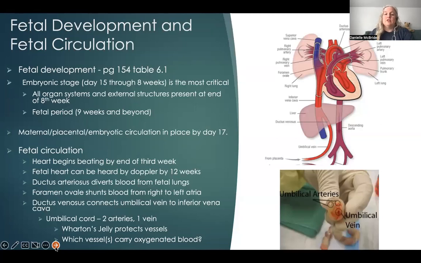For fetal circulation, our baby, there's a lot of information in the book about fetal development, okay? The first thing before we talk about circulation, I want to point out is that we already said the embryonic period is through the 8th week. This is the most critical for our organs developing and all those things. The fetal period starts at week 9, and then the baby is a fetus for the rest of the pregnancy, okay?